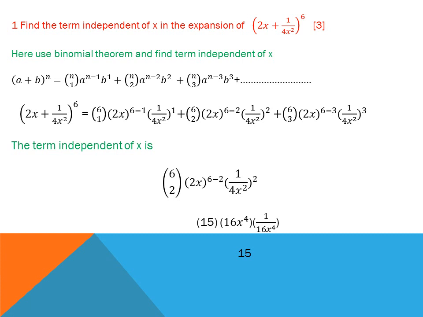(a + b)^n is equal to nC1 a^(n-1) b^1, nC2 a^(n-2) b^2, plus nC3 a^(n-3) b^3. We should expand this question by using the binomial theorem: 6C1 (2x)^(6-1), where n is 6, a is 2x and b is 1/(4x^2). Then 6C2 (2x)^(6-2) (1/(4x^2))^2, 6C3 (2x)^(6-3) (1/(4x^2))^3.